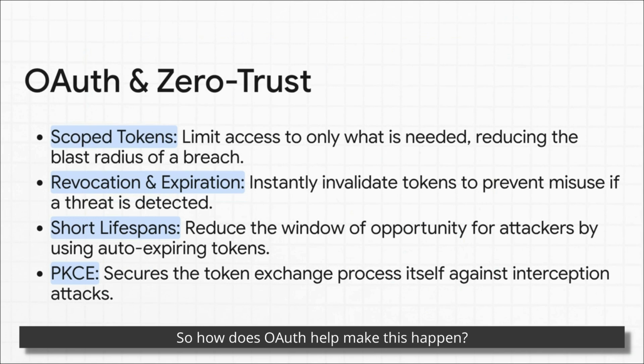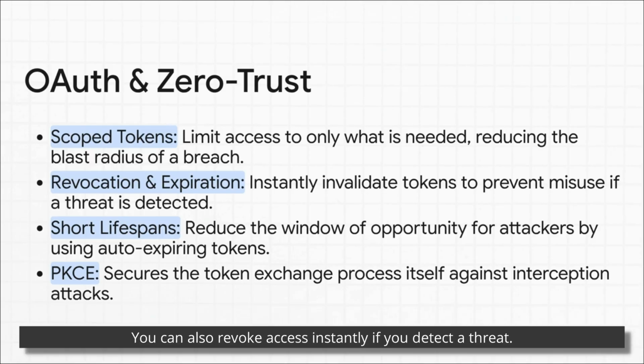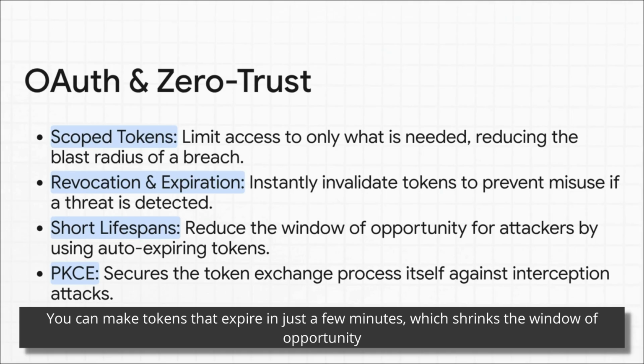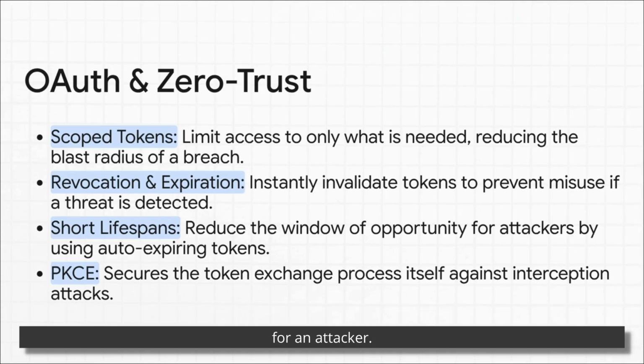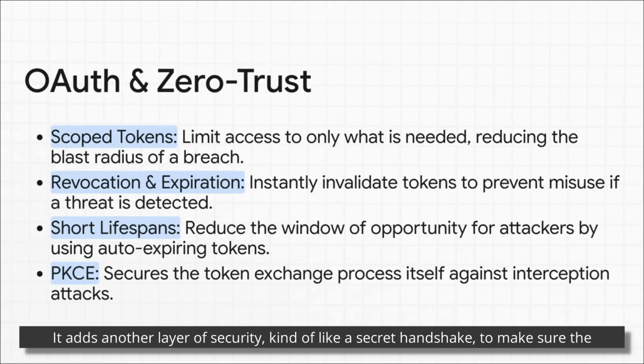So, how does OAuth help make this happen? Well, it basically gives you the practical toolkit to enforce this philosophy. Those scope tokens we talked about, they limit the potential damage if a token gets stolen. You can also revoke access instantly if you detect a threat. You can make tokens that expire in just a few minutes, which shrinks the window of opportunity for an attacker. And then there's a feature called PKCE, which stands for Proof Key for Code Exchange. It adds another layer of security, kind of like a secret handshake, to make sure the right app is the one trading that code for a token.